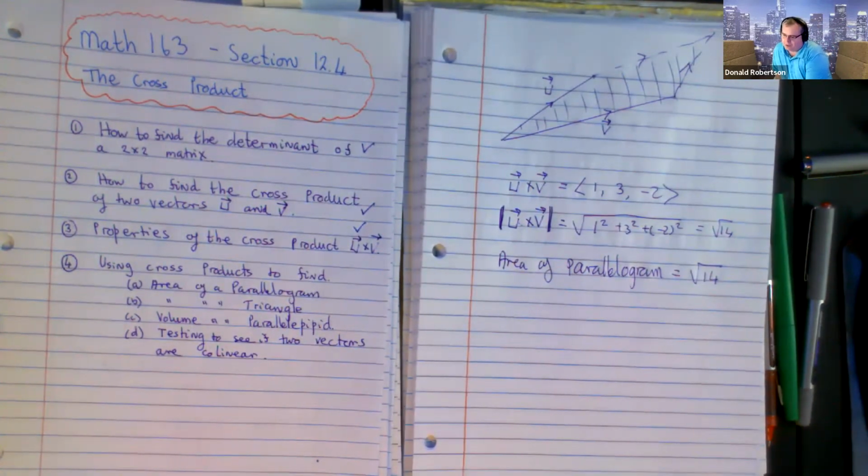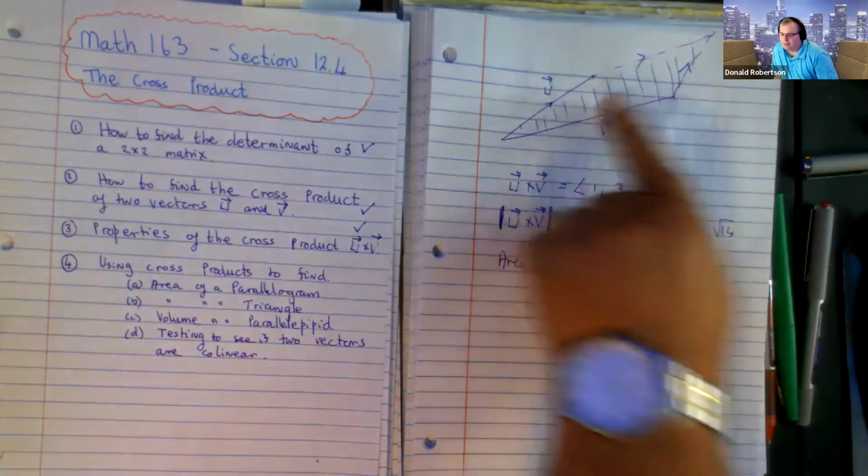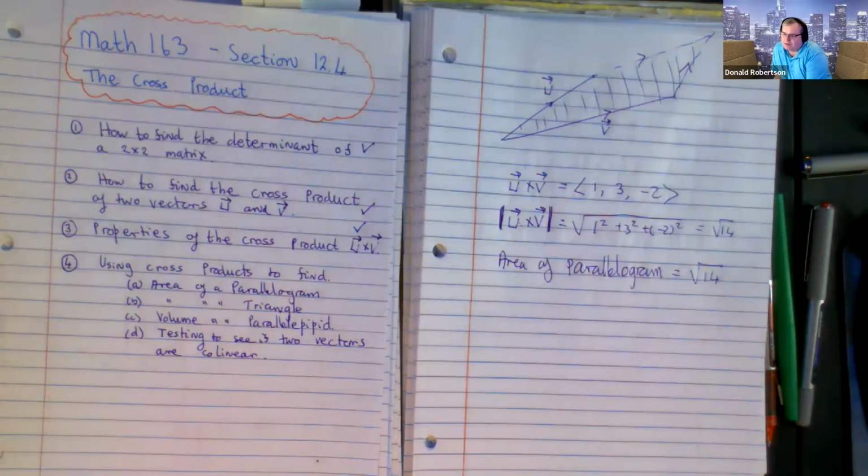Now, come on, that is weird. That the magnitude of the cross product is the area of the parallelogram made by u and v. I mean, if you were going to guess, I doubt that's what you would have guessed the square root of 14 represents. Agreed? That doesn't even seem intuitively correct, but nonetheless it is.